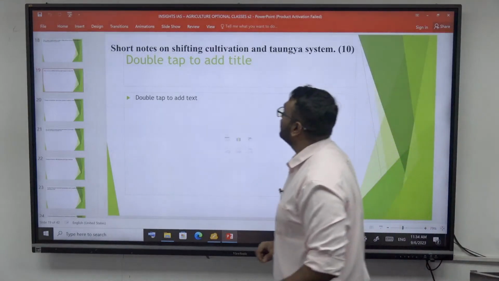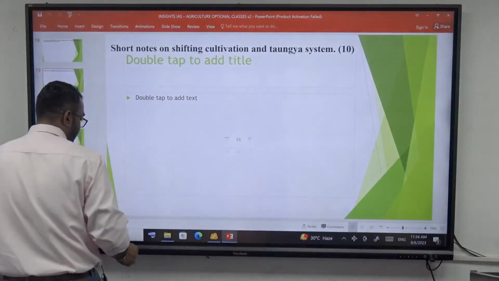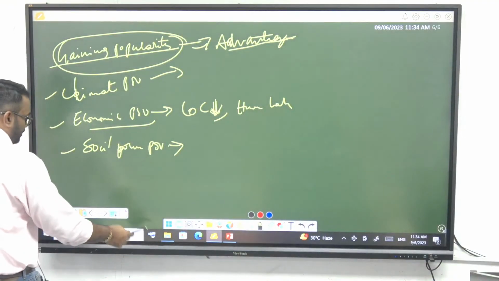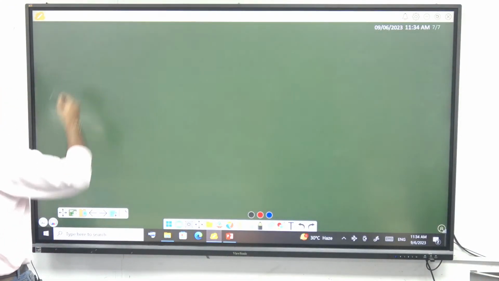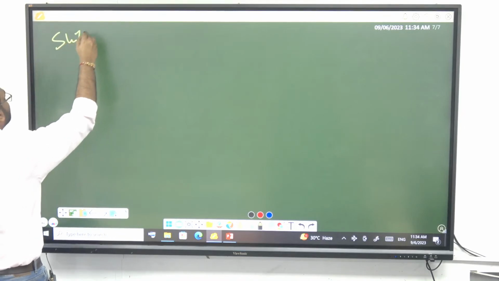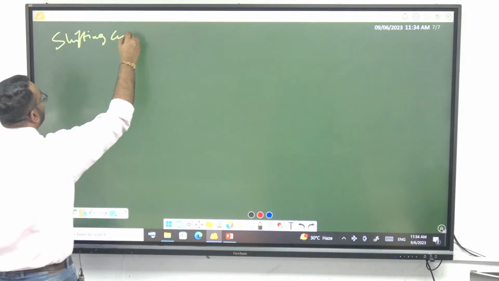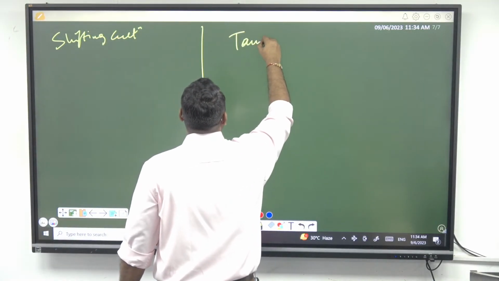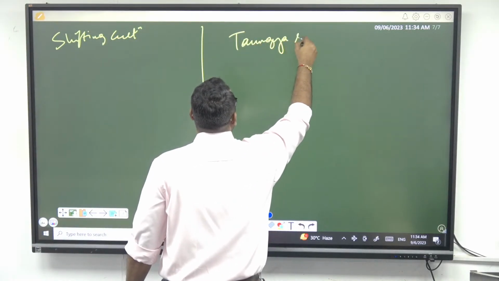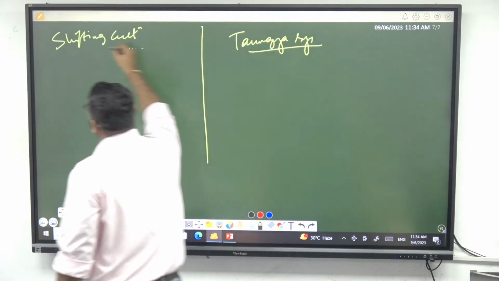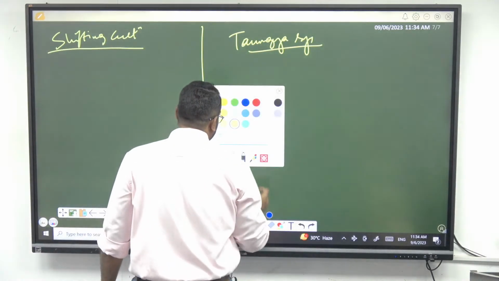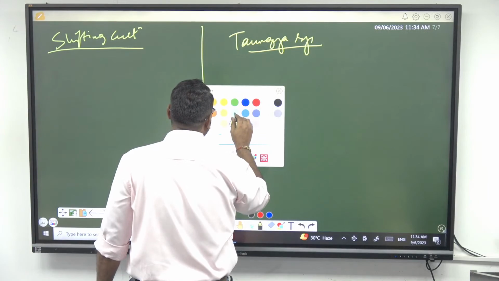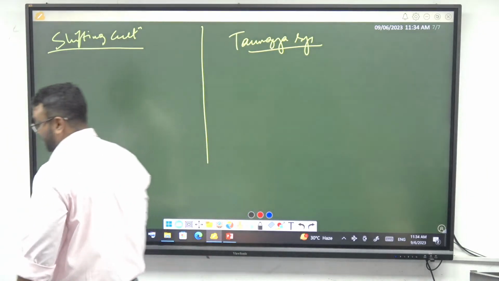Then short notes on shifting cultivation and the Tongya system. This is from forestry. One is shifting cultivation and another one is Tongya. Yesterday also I told you the importance of PYQs. If you are thorough with the PYQs, you know that these questions are repeated, correct?